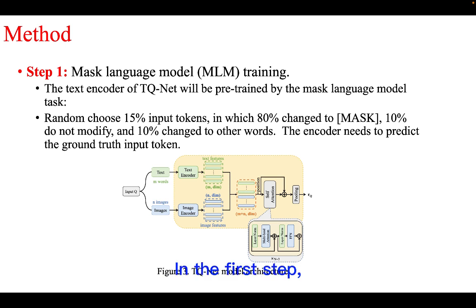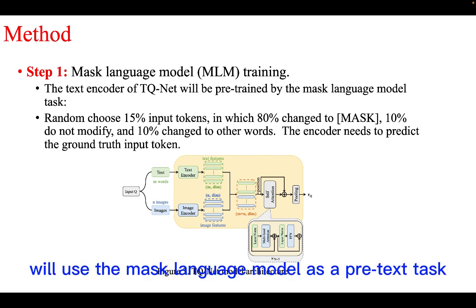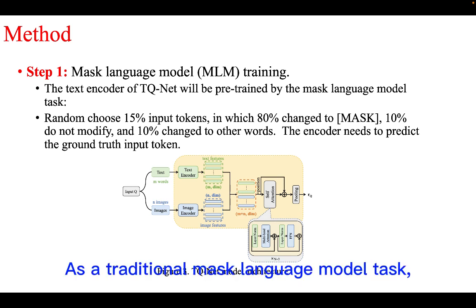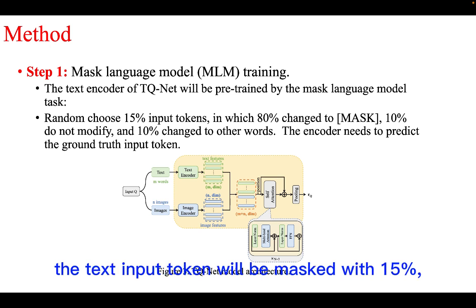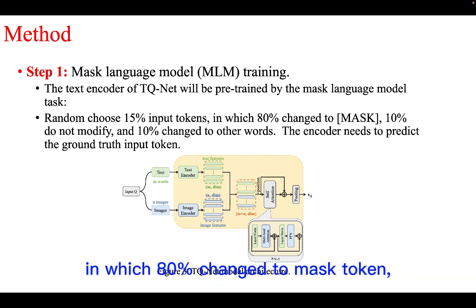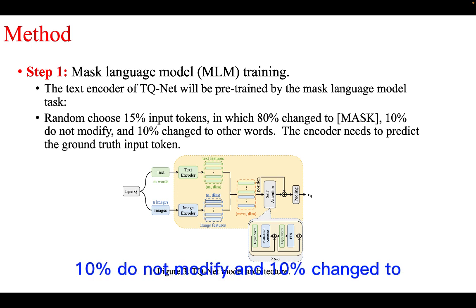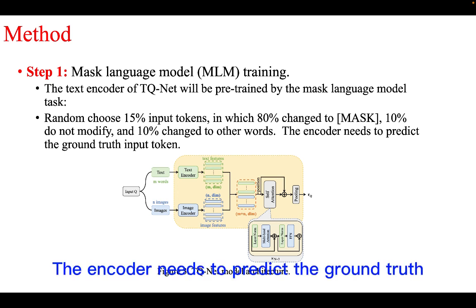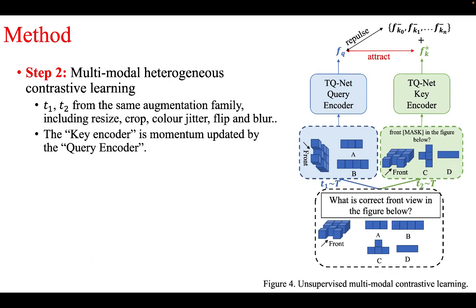In the first step, the text encoder of TQNet uses the masked language model as a pre-training task to train on the question dataset. As in the traditional masked language model task, 15% of the text input tokens are masked, in which 80% are changed to the mask token, 10% are not modified, and 10% are changed to other words. The encoder needs to predict the ground truth input token.